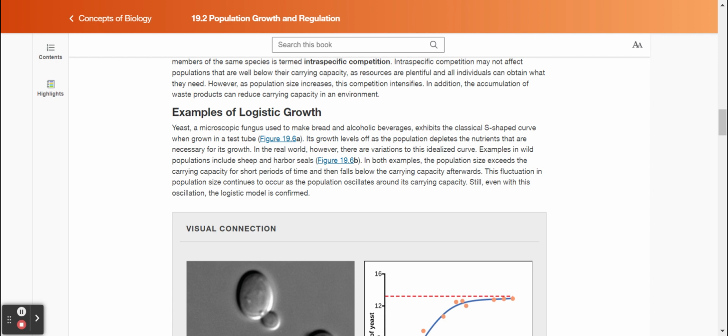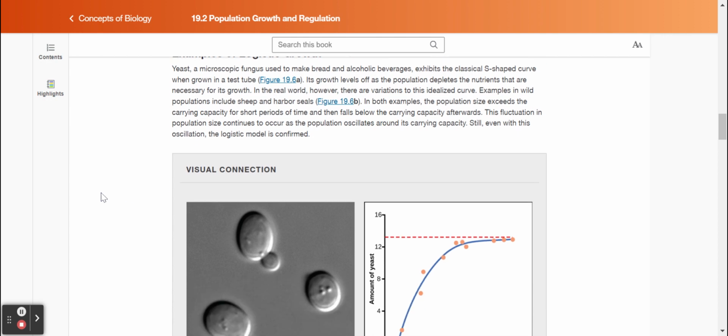Examples in wild populations include sheep and harbor seals. In both examples, the population size exceeds the carrying capacity for short periods of time and then falls below the carrying capacity afterwards. This fluctuation in population size continues to occur as the population oscillates around its carrying capacity. Still, even with this oscillation, the logistic model is confirmed.